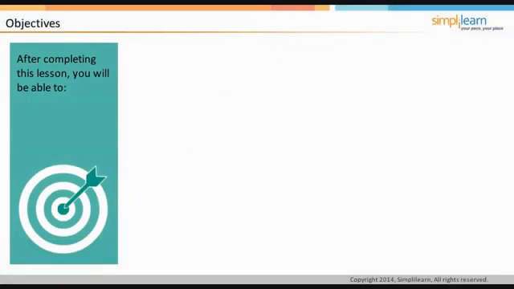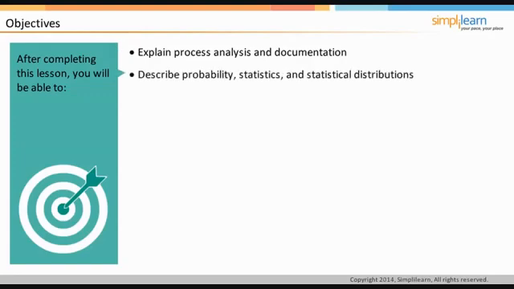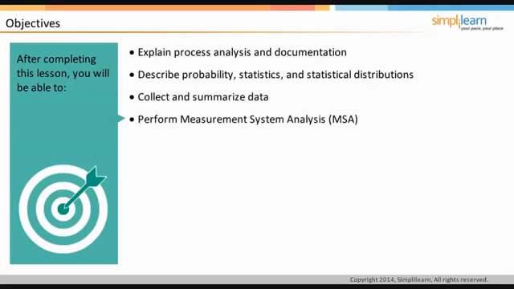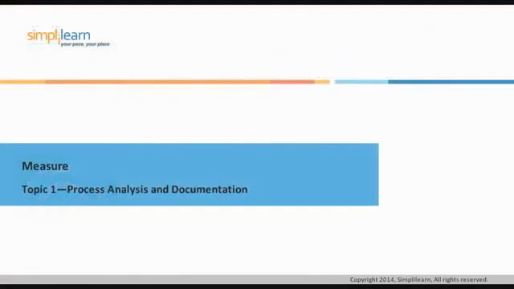After completing this lesson, you will be able to explain process analysis and documentation, describe probability, statistics, and statistical distributions, and collect and summarize data. Next, you will be able to perform Measurement System Analysis, MSA. Finally, you will be able to describe process and performance capability. Let us start with the first topic in the following screen.